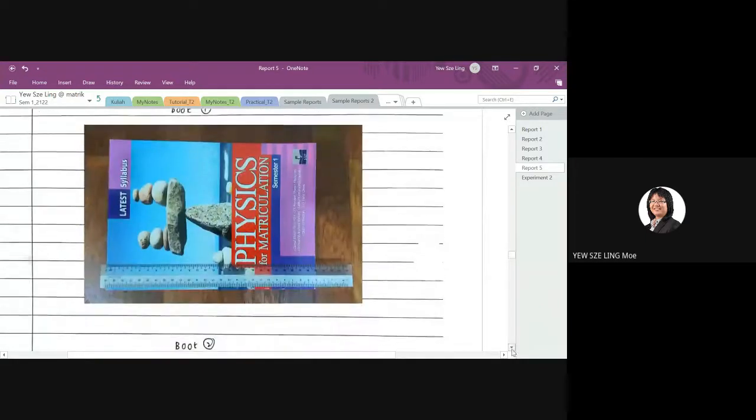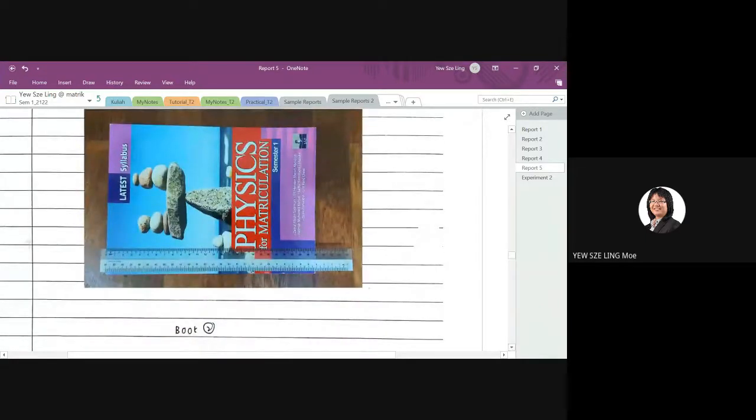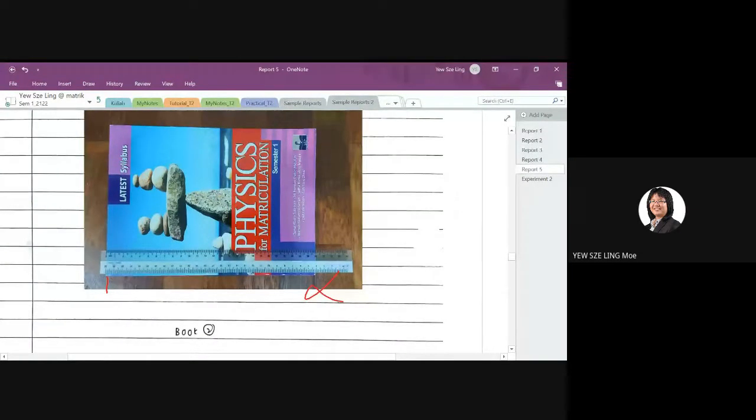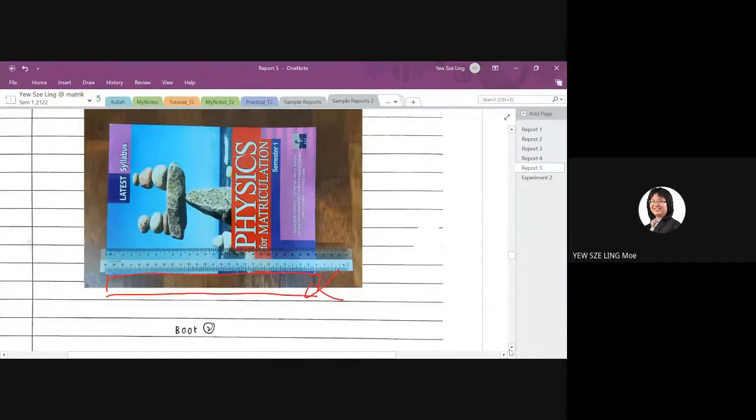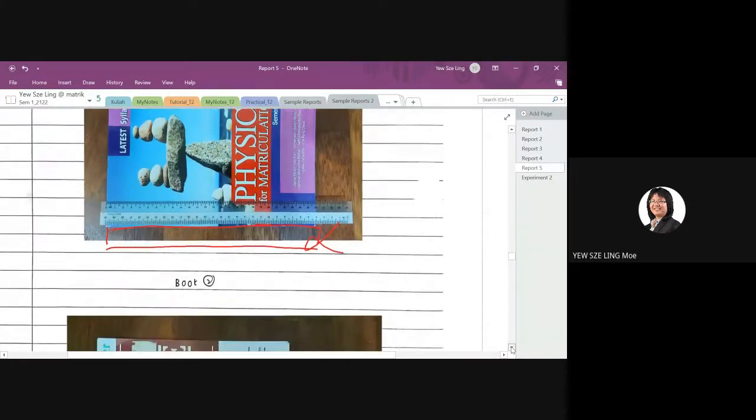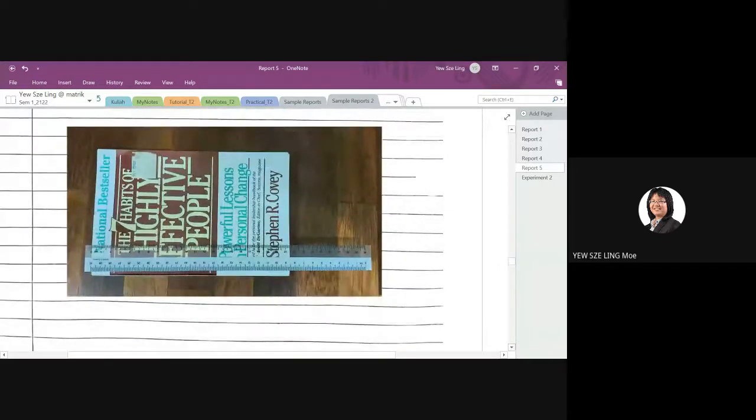So next, let us see. Okay, so this is incorrect way of measuring it. So you should put a ruler here. Okay, you should put it here. So this one, the 1 mark will be deducted in the practical skill test. So this is incorrect.